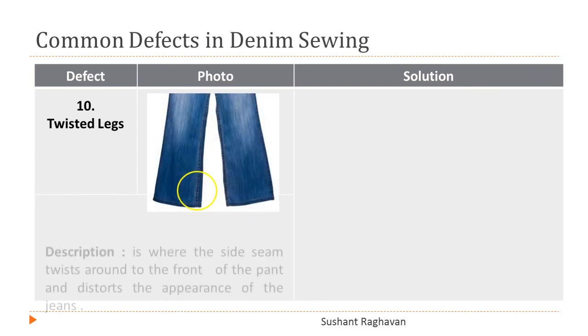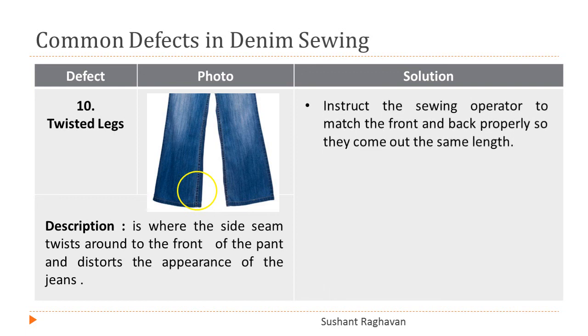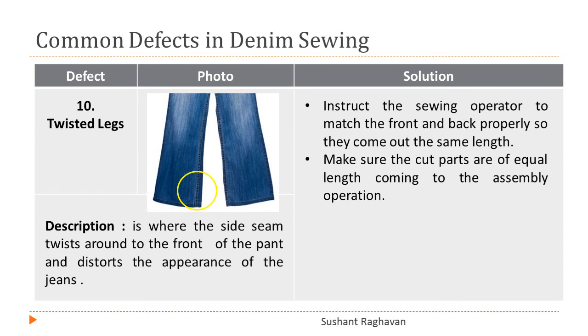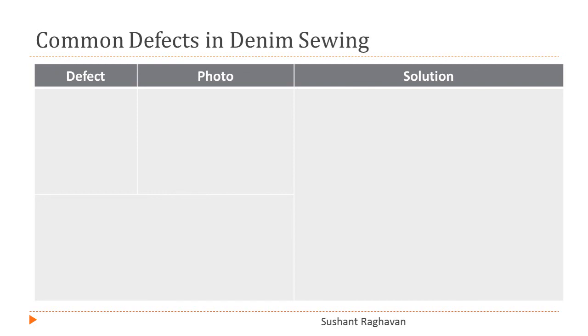Twisted legs. Description: where the side seam twists around to the front of the pant and distorts the appearance of the jeans. Instruct the sewing operator to match the front and back properly so they come out the same length. Make sure the cut panels are of equal length coming to the assembly operation. Check fabric quality and cutting for proper skew. Make sure the sewing machine is adjusted properly for uniform feeding of the top and bottom plies.